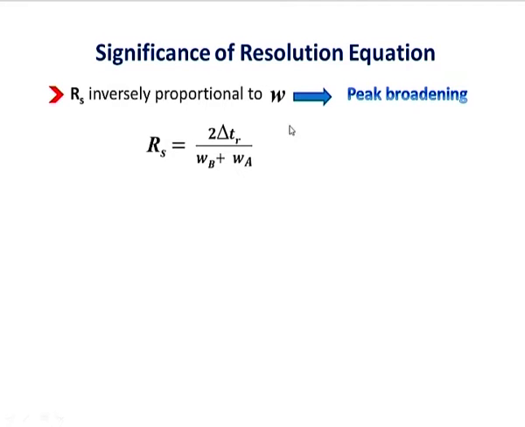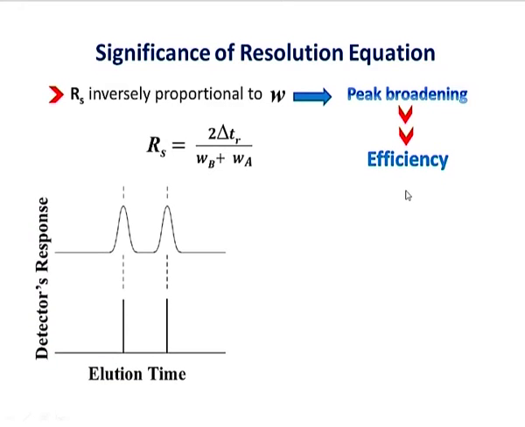This W is related to what we call peak broadening. So, the more the W, the more is the effect of peak broadening, and this peak broadening is related to the efficiency of a particular chromatographic experiment. What do we mean by that?